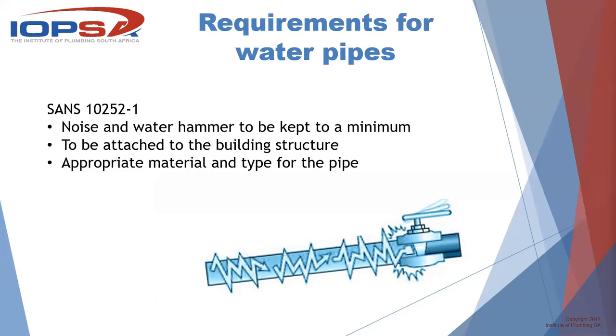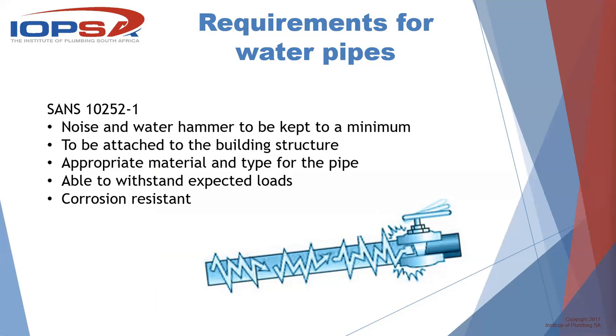The holder bats themselves should or must be attached to the building structure. Again, a piece of wire or cable tie or something like that is not good enough. It must be nailed or bolted into the building structure itself. Appropriate material and type for the pipe, and that is something you'd find out from a manufacturer or common sense, and that must be able to withstand the expected loads, remembering hydraulic shock or water hammer in those pipes, remembering the actual weight of the pipe itself. And we all know what vibration does to any joint, any nut and bolt, anything.